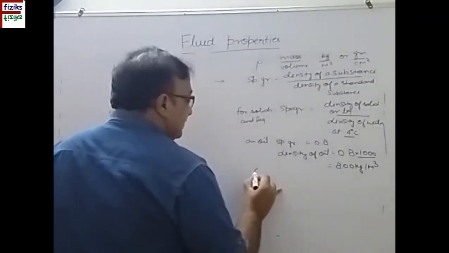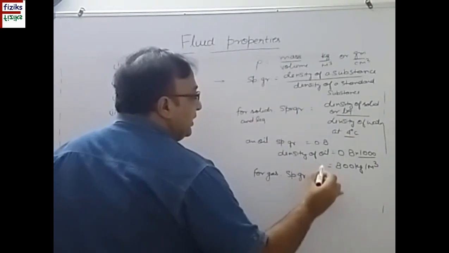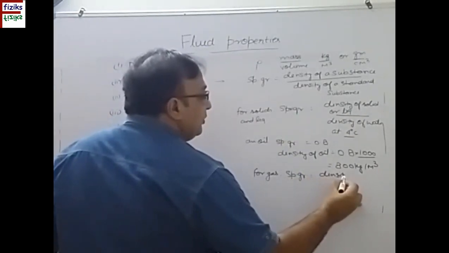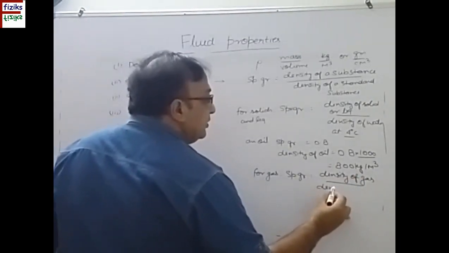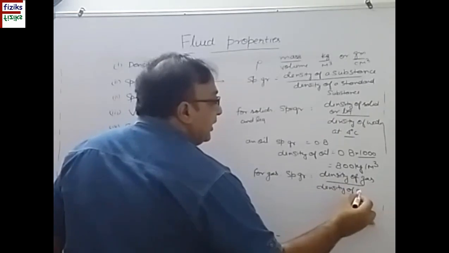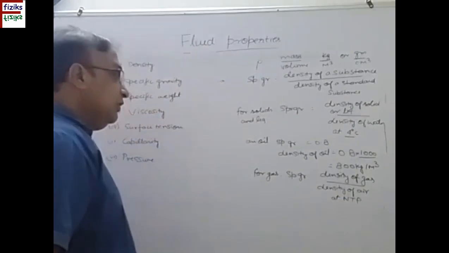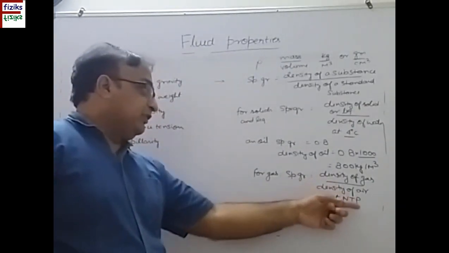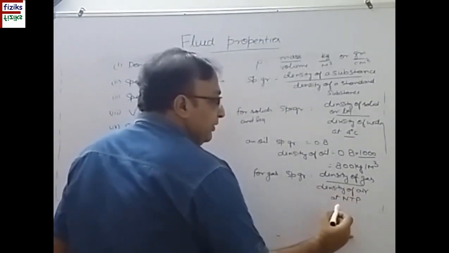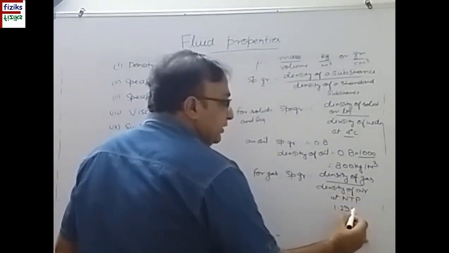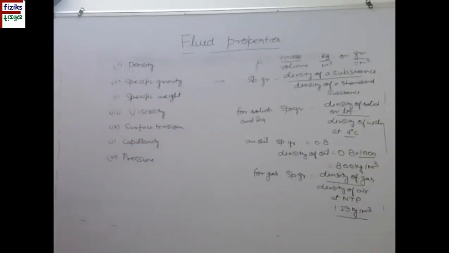And for a gas, the specific gravity is defined as density of the gas divided by density of air at normal temperature and pressure conditions. For gas, we compare the density with density of air at NTP, which is generally 1.29 kg per meter cube. This is the specific gravity.